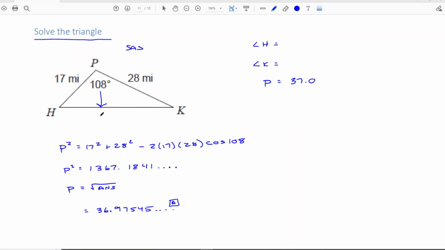Now, what else can I solve for? I now know that this is 36.97545. So what do I have?